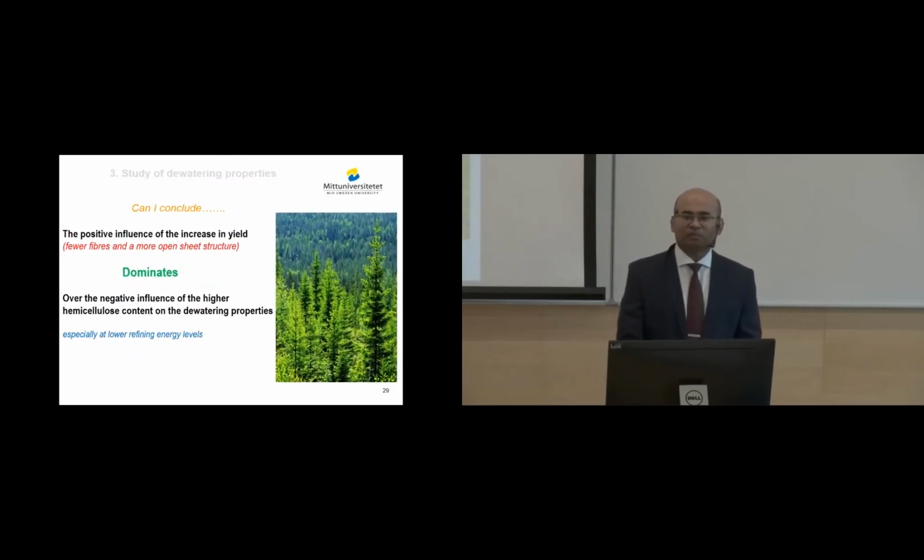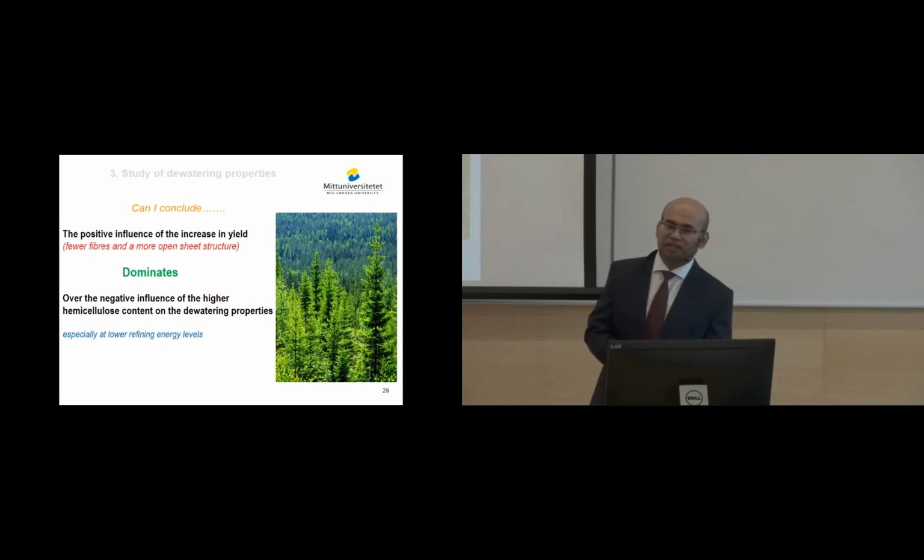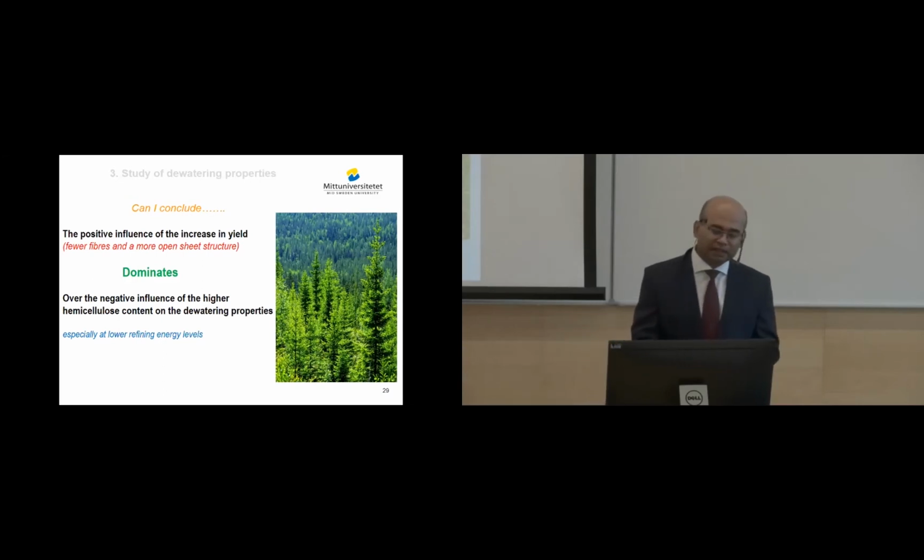Can I conclude after these 3 different parts, crop pulp, fiber properties, and also the dewatering study? The positive influence of the increased yield, where fewer fibers and a more open sheet structure dominate over the negative influence of higher hemicellulose content on dewatering properties, especially at lower refining energy levels. That could be a very good message for tissue applications. So that was our outcome.